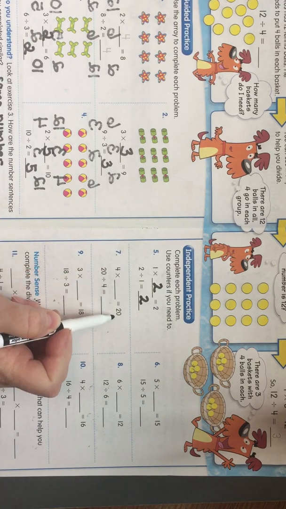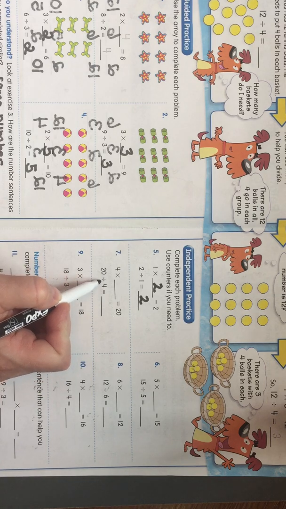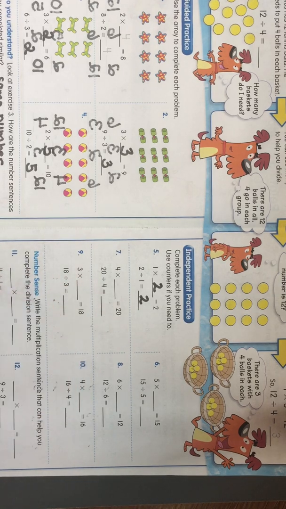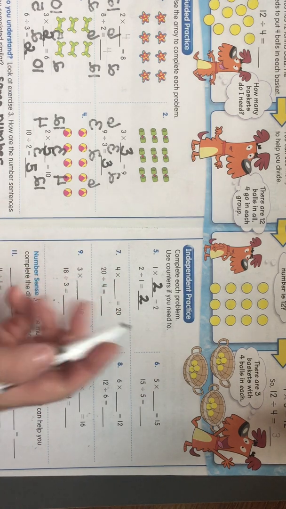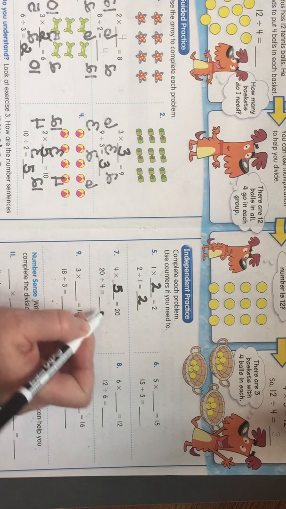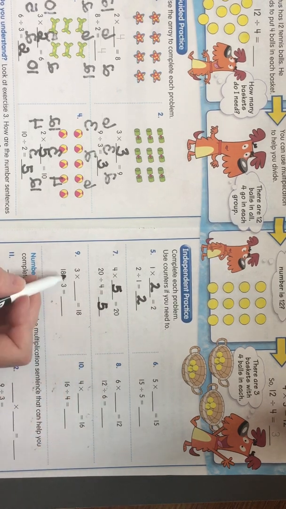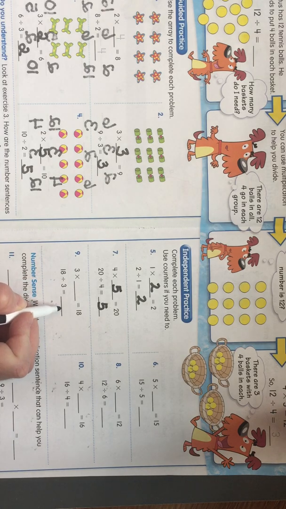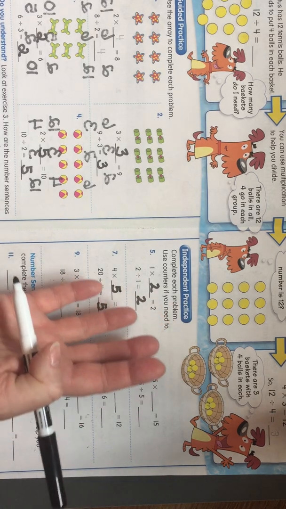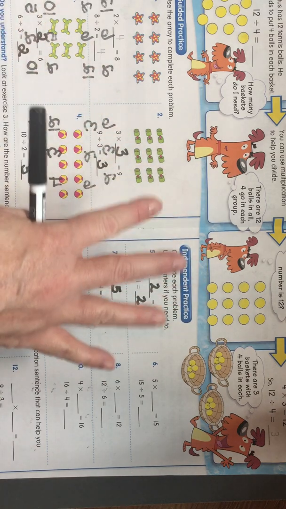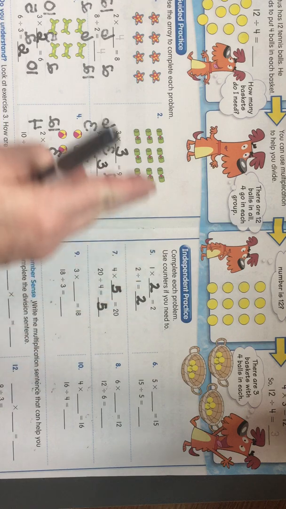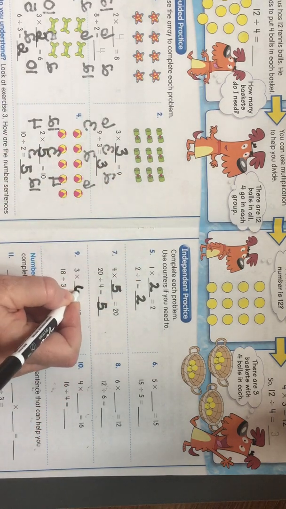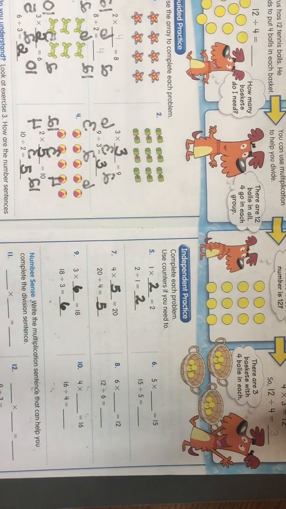4 times something is 20. 20 divided by 4 is that same number. So if we know our multiplication tables, we know that that's going to be 5. 3 times a number is 18. 18 divided by 3 is the same number. So if you were doing this with manipulatives or making an array, you would make 18 with 3 rows and then count up how many you have in that row. That would be 6.